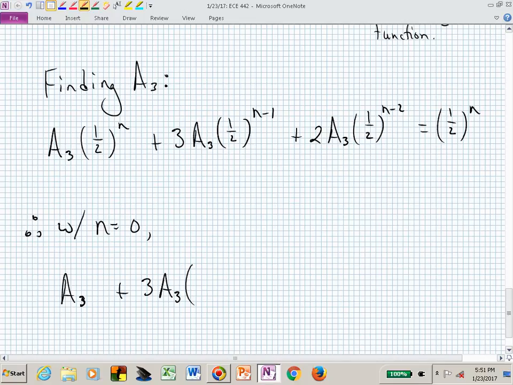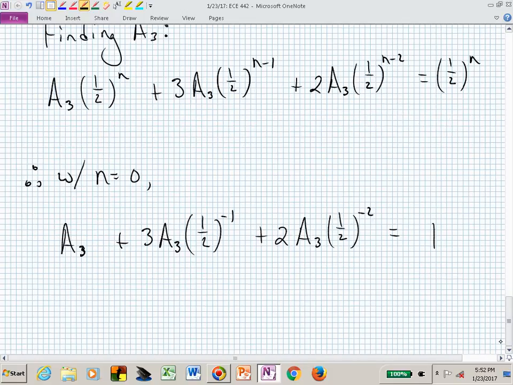I'm replacing n everywhere with 0. This is now 1/2 to the minus 1, putting in n equals 0, plus 2 a sub 3 times 1/2 to the minus 2. Are we clear where these are coming from? Equal what's on the right-hand side, 1/2 to the 0, which is 1. And now all we have is one equation in the one unknown a sub 3.